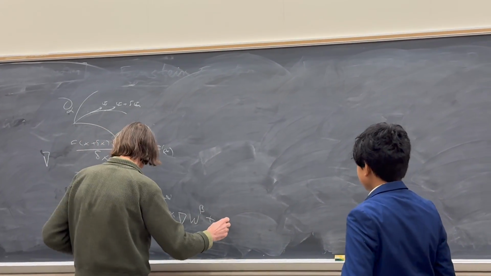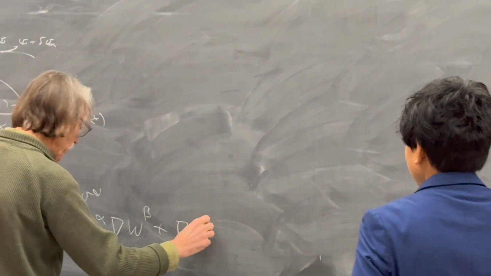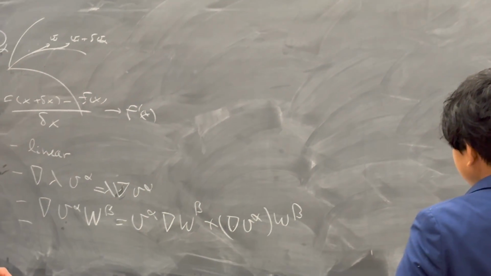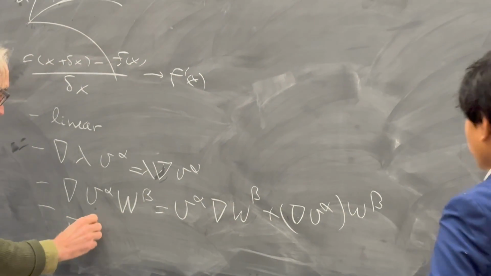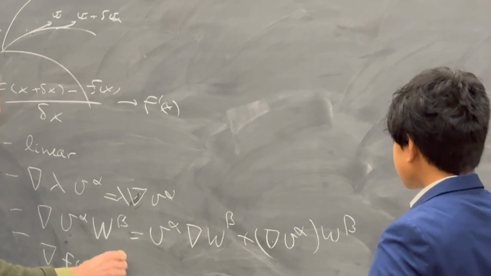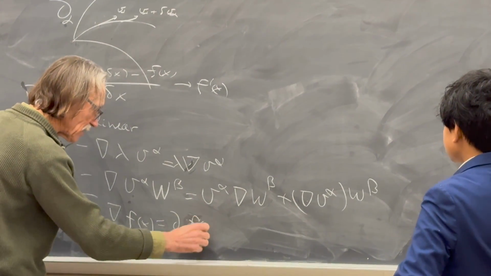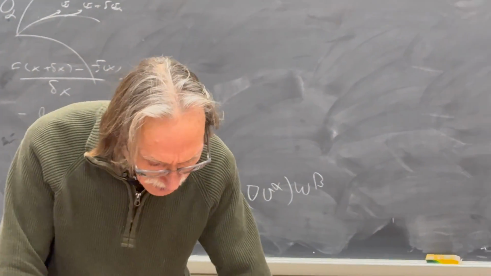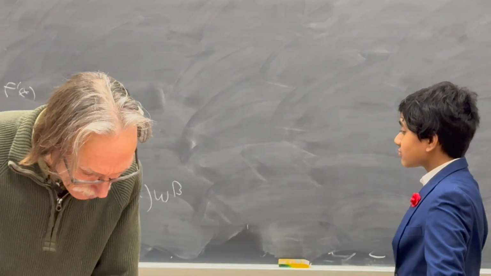Plus, and then del of V alpha times W beta should satisfy the Leibniz rule. When you have a function, and not a vector, just a function, then this derivative should be the ordinary derivative. So it should have a number of rules, and these are all the rules.